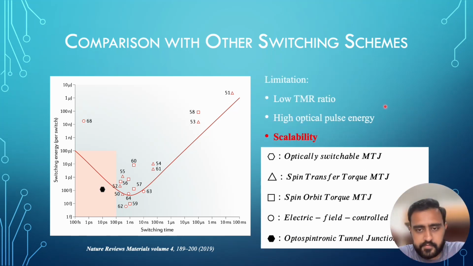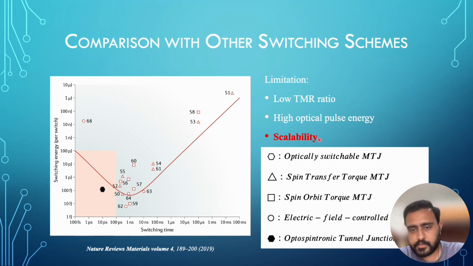There are a number of limitations that OTJs have compared to MTJ. The low TMR ratio is definitely an issue. The high optical pulse energy that femtosecond lasers have, because of their much larger laser diameter compared to the size of the device that they operate on, results in energy wastage, which has to be addressed.